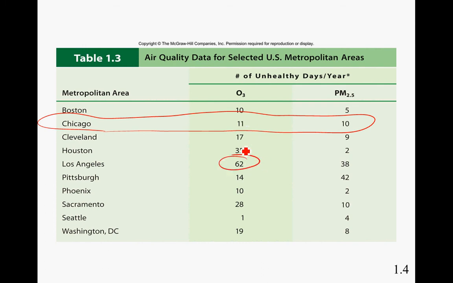LA is the absolute worst for ozone. That's because ozone increases with sunlight. So the sunnier something is, the worse the ozone is. If we look at LA, Houston, Sacramento, things that are really, really sunny tend to be worse. Whereas for particulate matter, Pittsburgh is the worst. Once again, LA, and that has to do with the particles that are in the air.